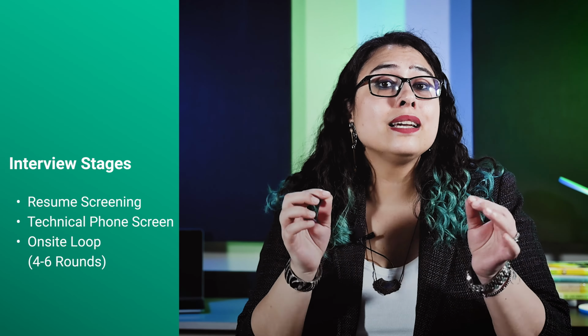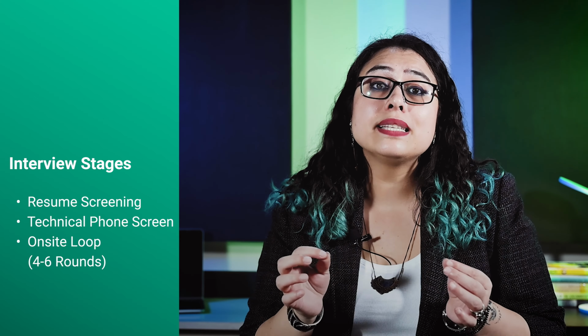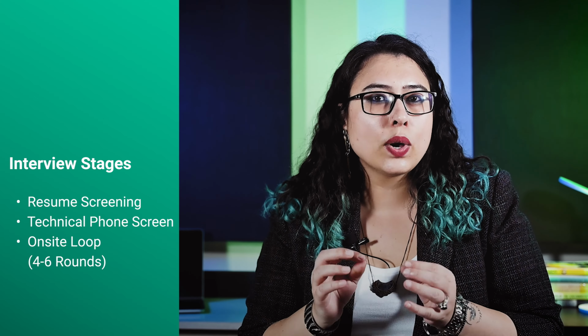In a nutshell, there are 3 steps to the Google Software Engineer interview process. The first, resume screening. The second, technical phone screen. The third and the final step, the Onsite Loop, which has 4 to 6 45-minute sections in addition to a lunch break. Let's talk about step 1 first.